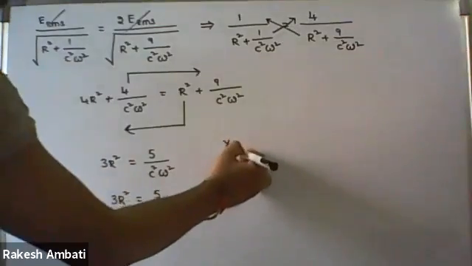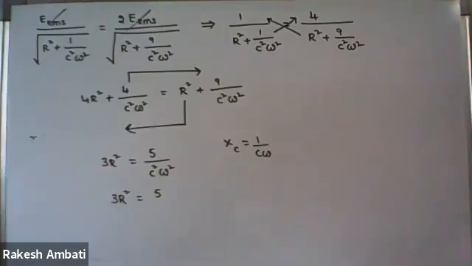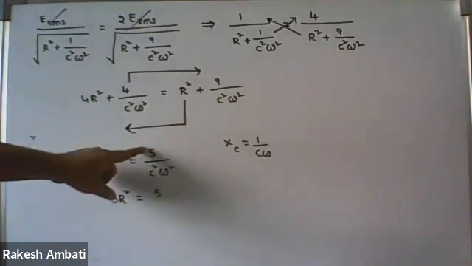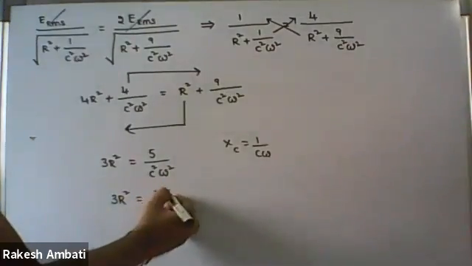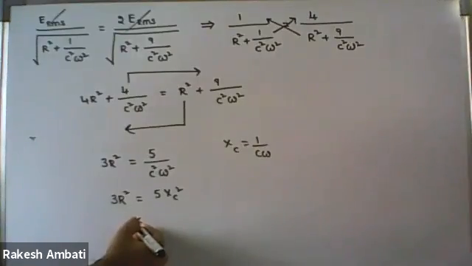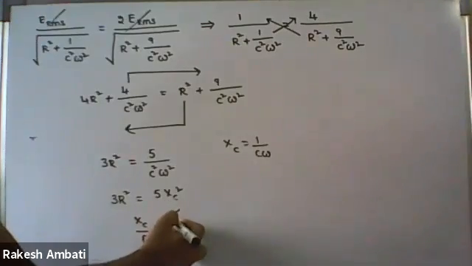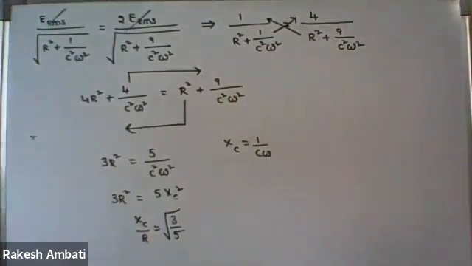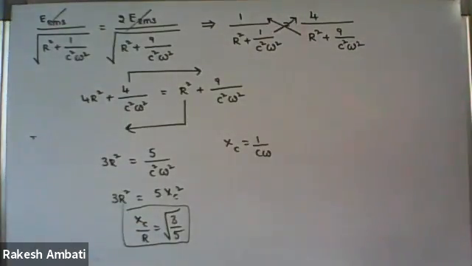Generally, the XC formula is 1 by C omega, correct? So in the place of 1 by C square omega square, we write XC square. Therefore XC upon R equals root over 3 by 5. You got the procedure? Yes, sir.